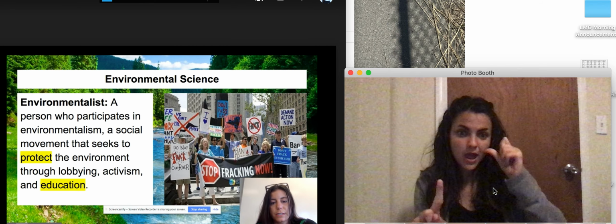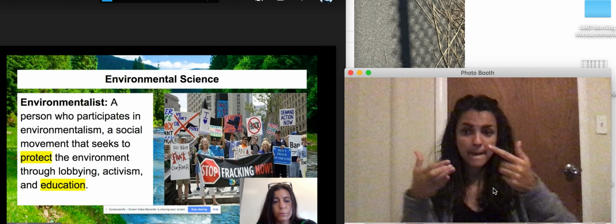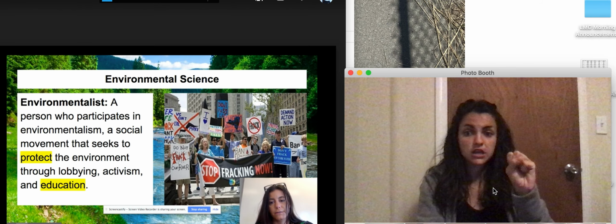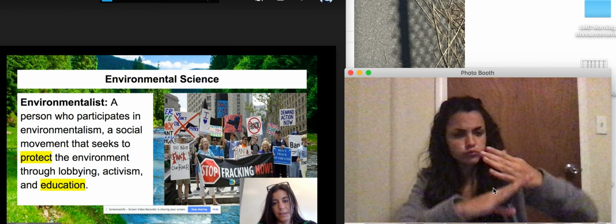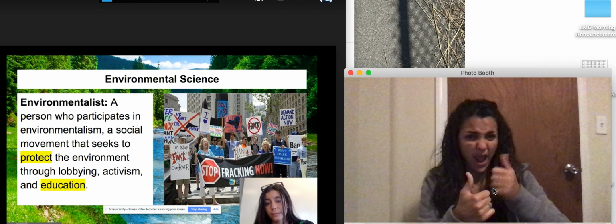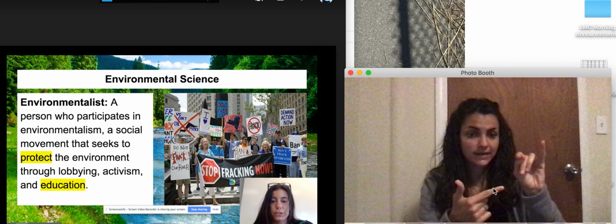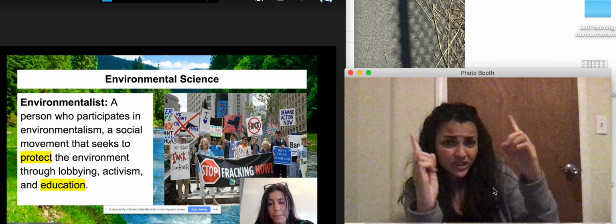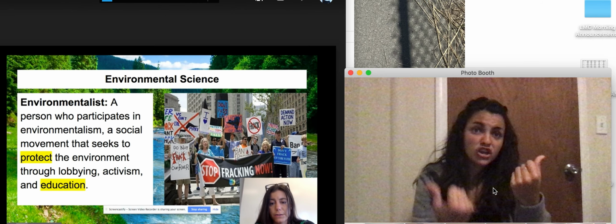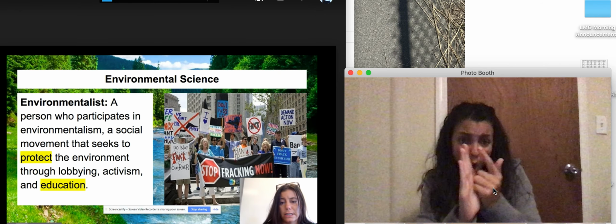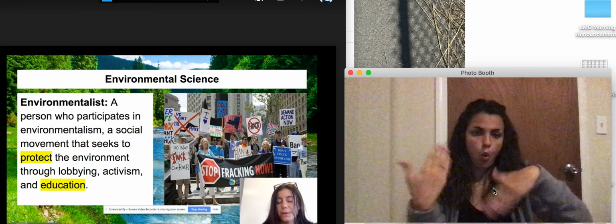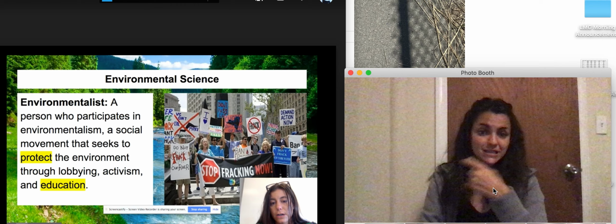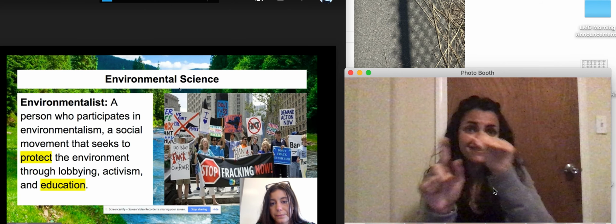It's a person who's going to participate in environmentalism, a social movement that seeks to protect the environment. So their goal is to protect the environment from being harmed through lobbying, activism, and education. Whether that be educating people about a certain environmental concern, lobbying, trying to get legislation passed for their cause, or activism, all these different things fall under an environmentalist. So in this picture, they are trying to bring awareness to fracking and trying to prevent it from occurring.